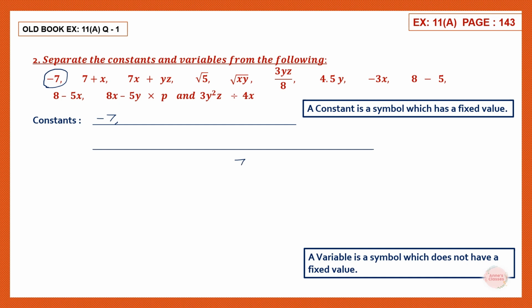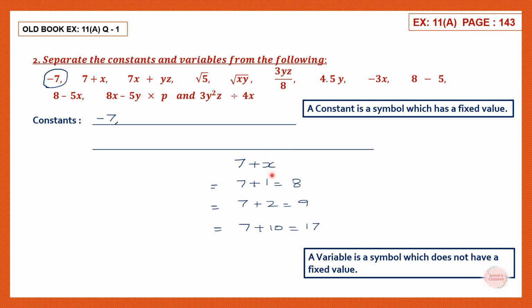Now suppose given to us is 7 plus x. If I say x is 1, then it will be 7 plus 1, my answer will be 8. Now suppose I say x is 2, then 7 plus 2 will be 9. Now suppose I say x is 10, then 7 plus 10 will be 17. So can you see that the answer is changing? It's a variable. So if I have letters by themselves, it is called a variable.